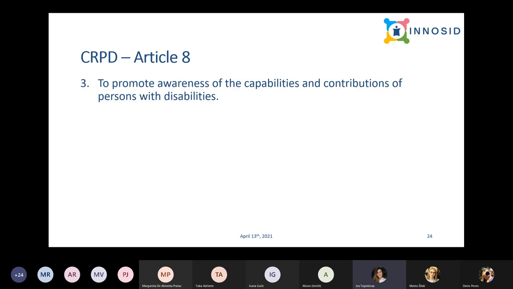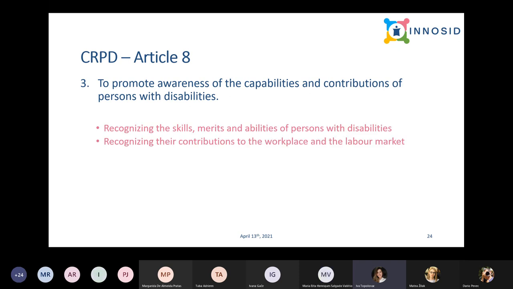Moving on to the third and final point of Article 8, which is to promote awareness of the capabilities and contributions of persons with disabilities. I would say the main thing to remember about this point is that people with disabilities are able to contribute to society same as everyone else.